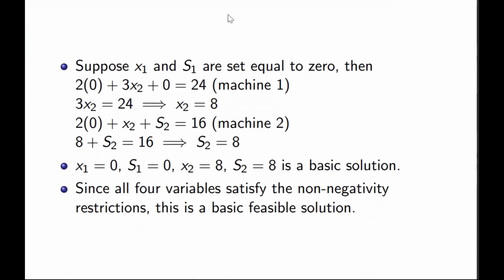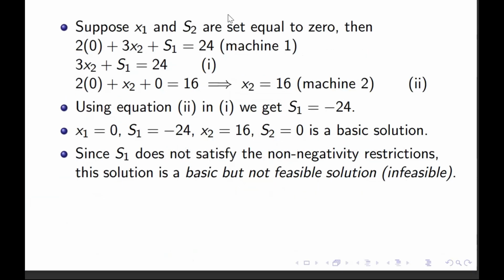Suppose x1 and s1 are set equal to 0, then 2 into 0 plus 3x2 plus 0 is equal to 24, 3x2 is equal to 24, x2 is equal to 8. Then 2 into 0 plus x2 plus s2 is equal to 16 for machine 2, 8 plus s2 is equal to 16, so s2 is equal to 8. So x1 is 0, s1 is 0, x2 is 8, and s2 is 8 is a basic solution. Since all 4 variables satisfy the non-negativity restriction, this is a basic feasible solution.